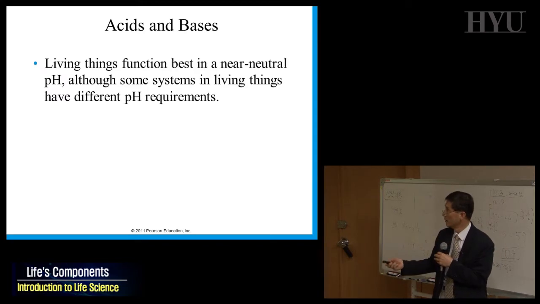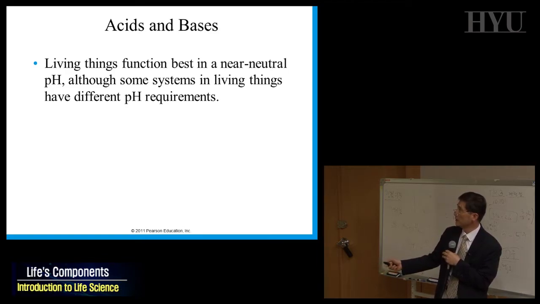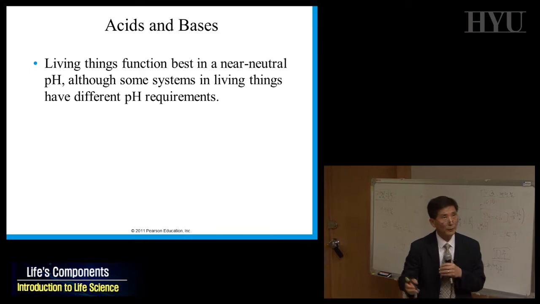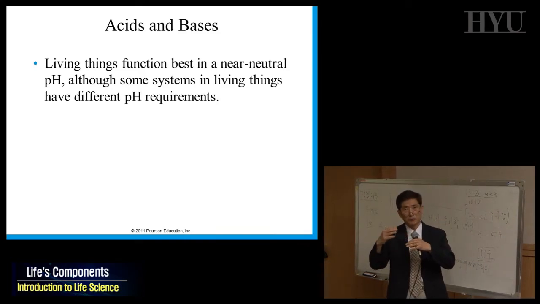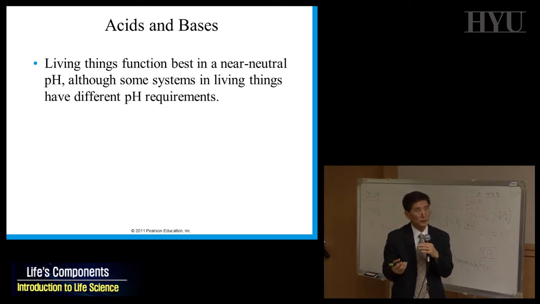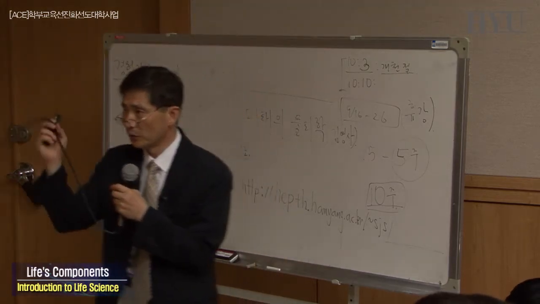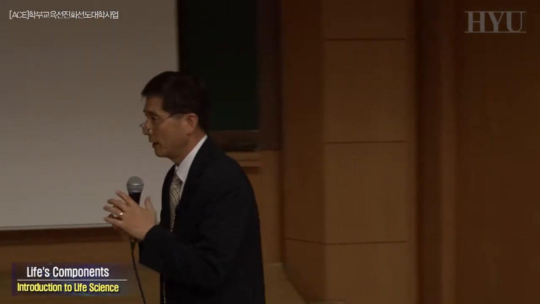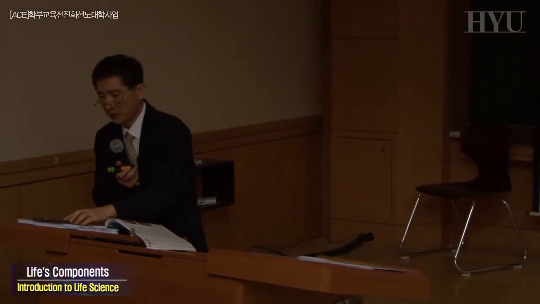So living things function best in near-neutral pH. We'll go back to this. In life, it's good to balance around neutral, but there are some exceptions. Your stomach acid is very acidic, and so on. So that is for chapter 2. We'll have a 10-minute break, and then we'll start chapter 3.